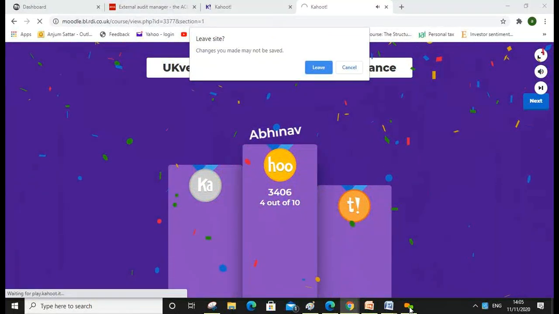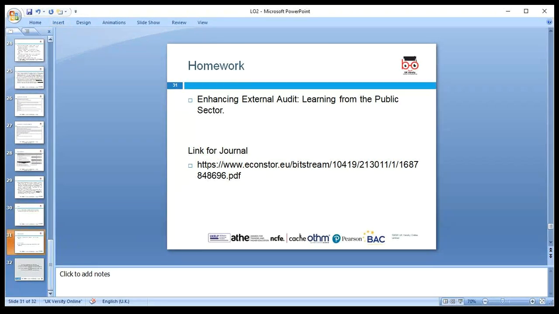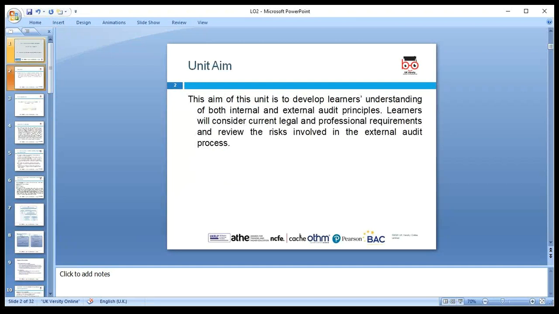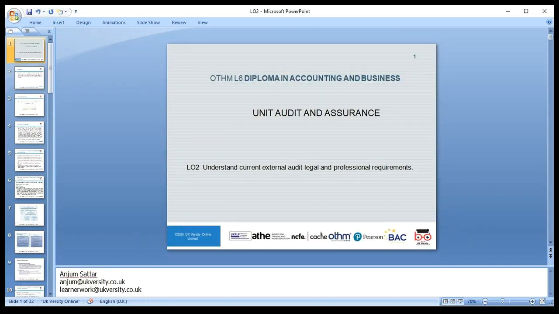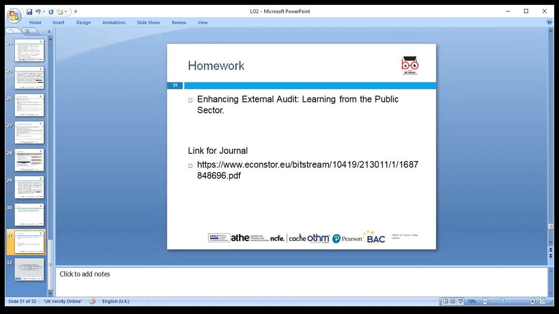So, today's lesson, guys, thanks for listening and attending. Today we learned about the external audit, the secretary audit, what the requirements are, and why we need it. All this we discussed in this lesson. If you have any questions, drop me an email and we'll go through in the next lesson, our LO3, learning outcome 3. In the meanwhile, for homework, please read enhancing external audit learning from the public sector.